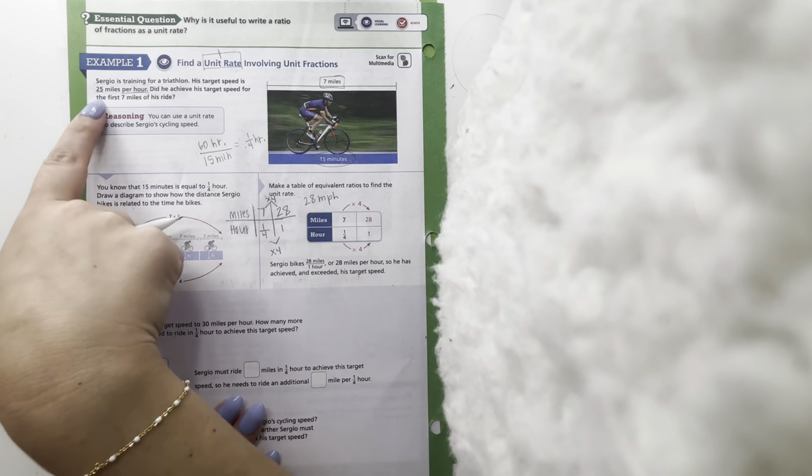Okay, now I want you guys to solve this. And we decided that 30 divided by 4 was 7.5. So Sergio must ride 7.5 miles in 1/4 of an hour to achieve his target goal.